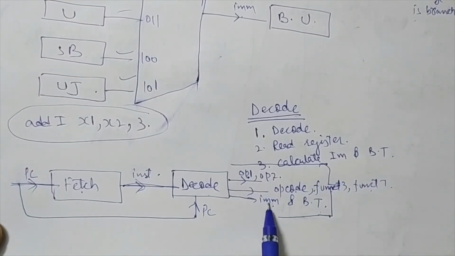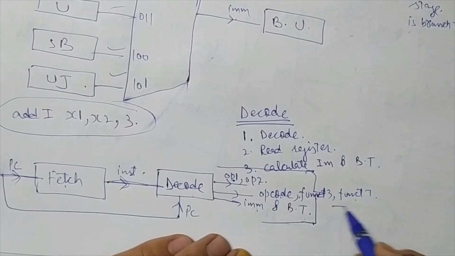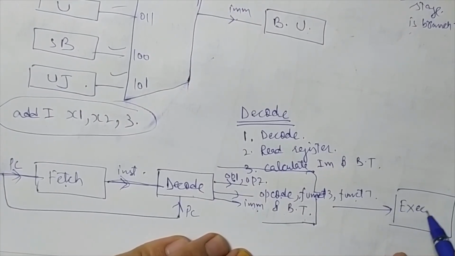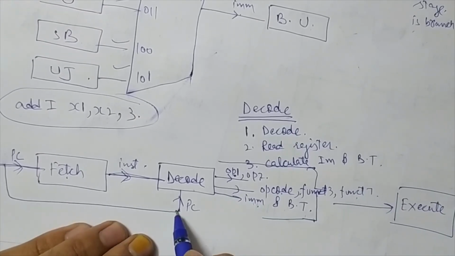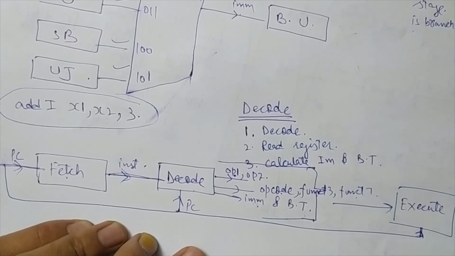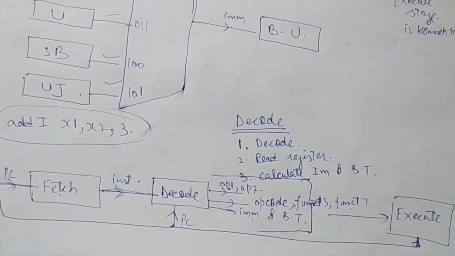Now these outputs go as input to the next stage. And what is the next stage? The next stage is execute. And this PC also goes as input to the execute stage. So the next stage in our processor is the execute stage.